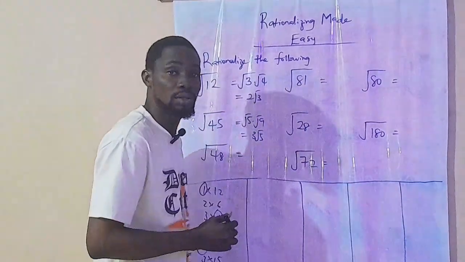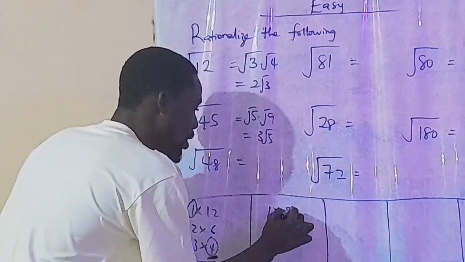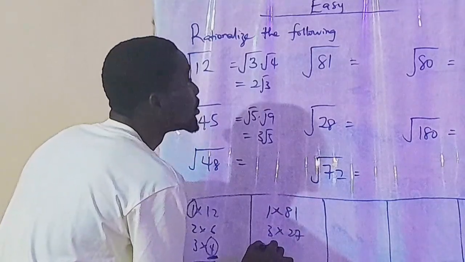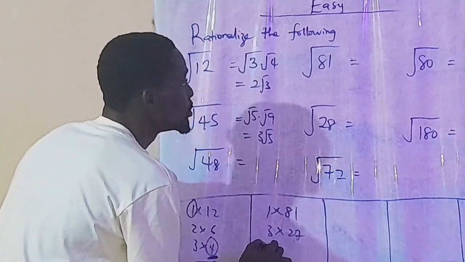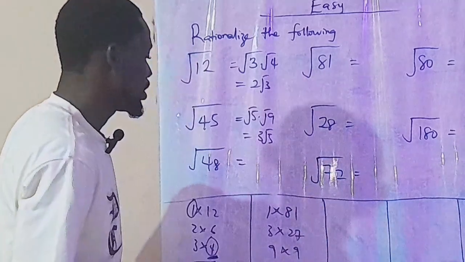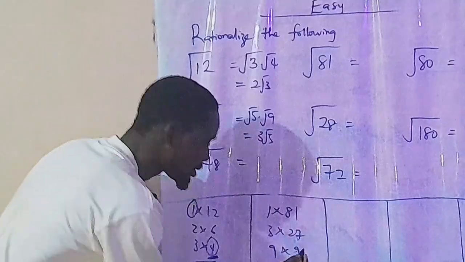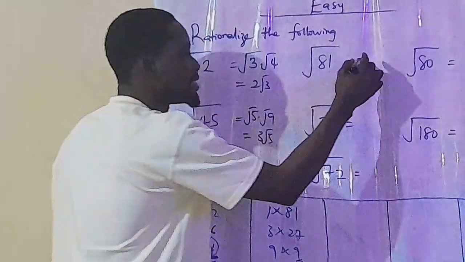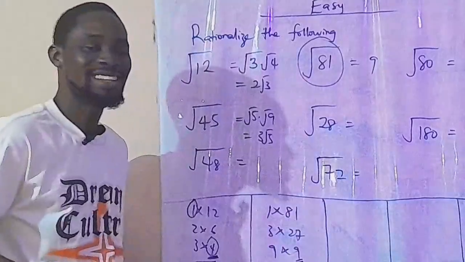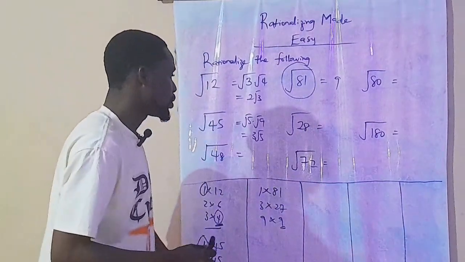For root 81, what do I have? I have 1 times 81, 3 times 27, and 9 times 9. Alright, so yet again, in this case, since 9 is the highest, automatically my answer is actually 9. So this one is even like a cheat question there. Alright, so then for 72 and for 180.